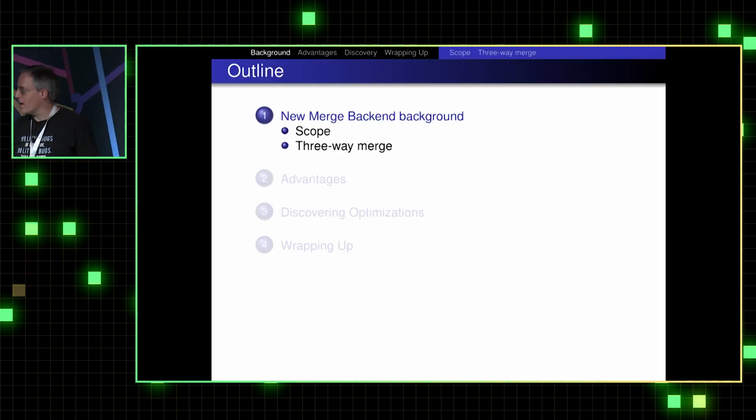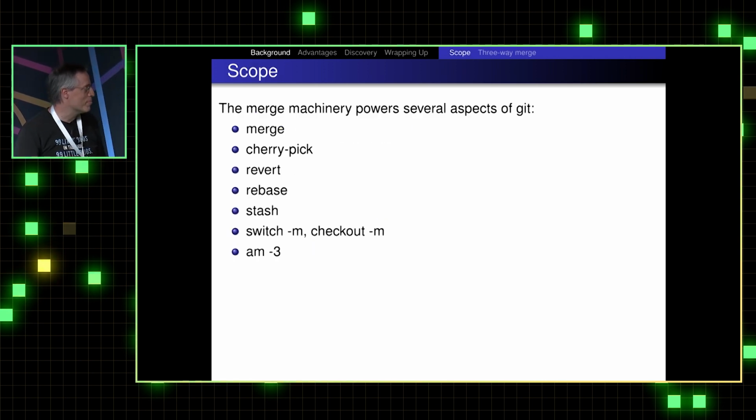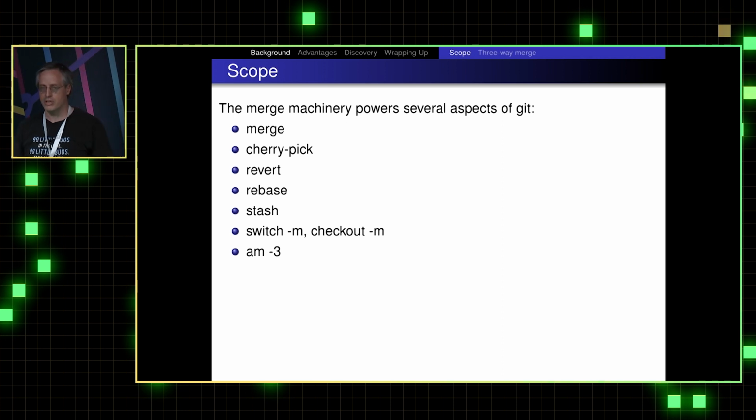And before I can get into that, I first need to provide a little bit of background. First of all, even though I've said git merge, this actually affects several other subcommands in Git besides just merge, because they all use merges behind the scenes. So things like rebase and cherry pick and stash and so forth.